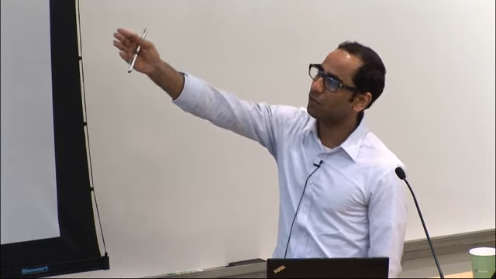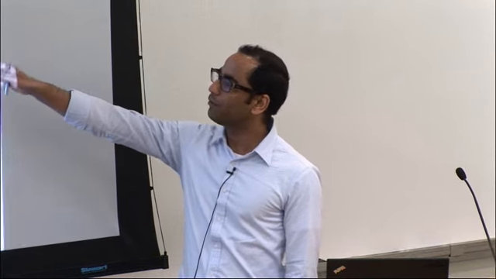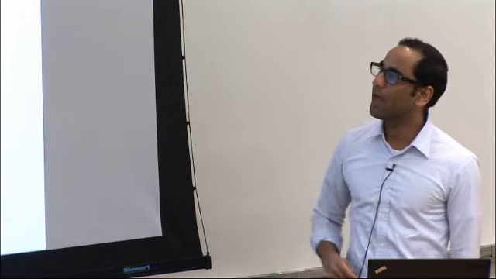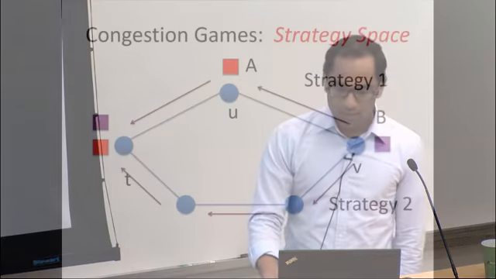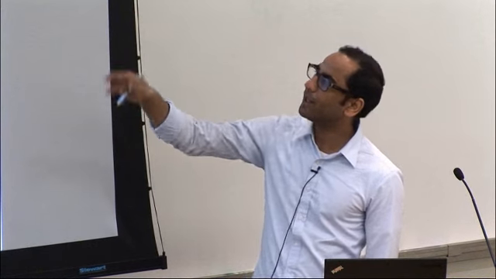Here user A wants to go from U to T, and there is a single edge. User B wants to go from V to T. This graph is given, these are the users, and the users can choose any path they want. This is usually called the strategy space. If you fix user B, he has two choices of paths to reach his destination. He can either take the top one or the bottom one. So every user has a set of choices.